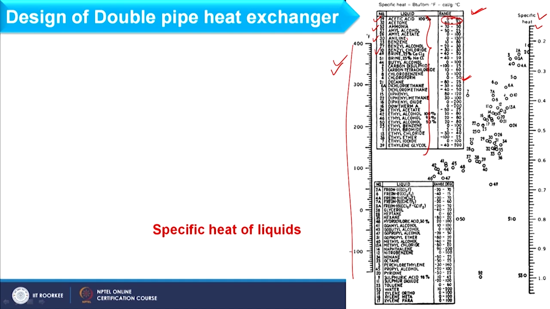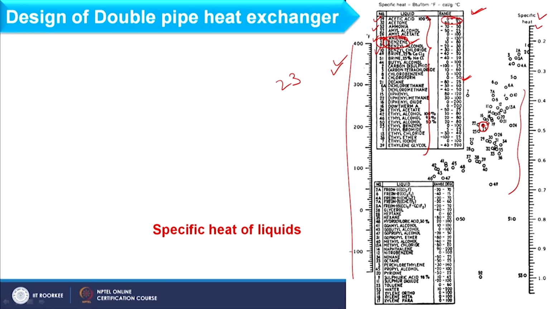Let us say again I am considering the example of benzene, fine. The number corresponding to benzene is 23, if you can see over here. So, that 23 you have to locate from this bunch. If you see where is 23, here I have 23. So, this is the circle of benzene.